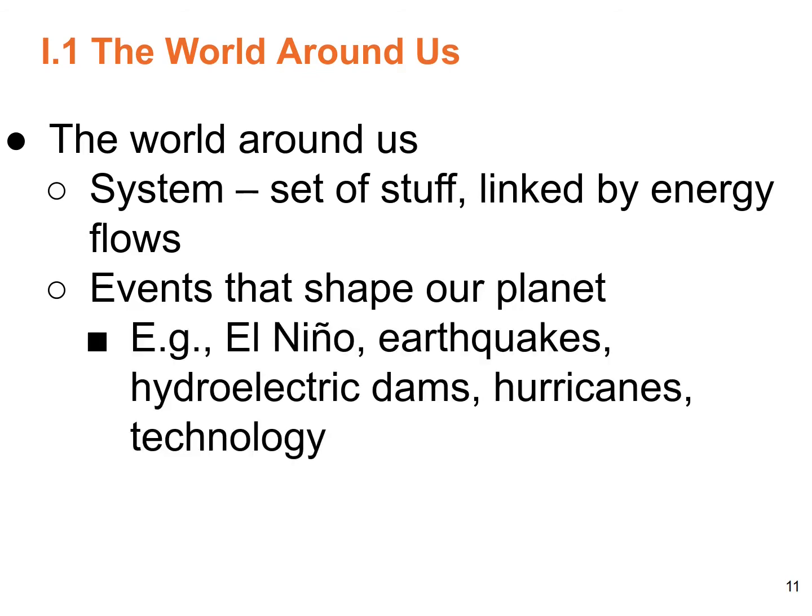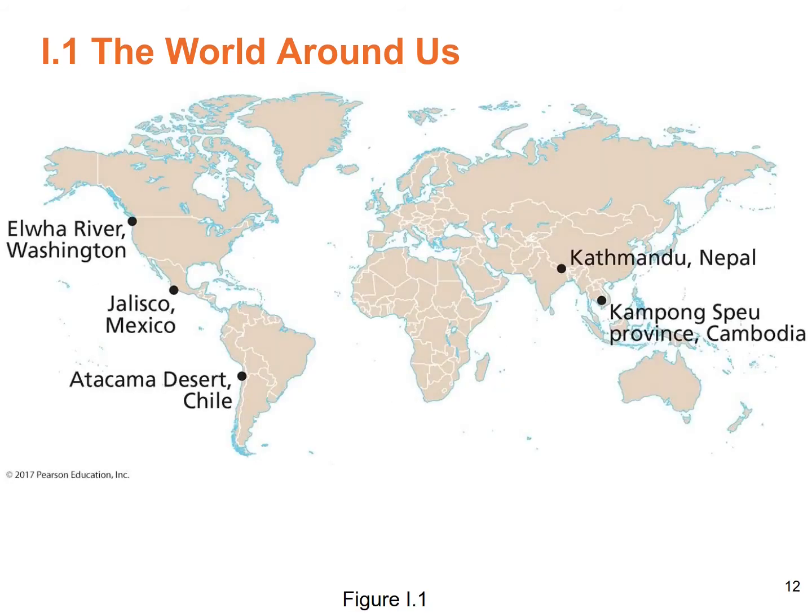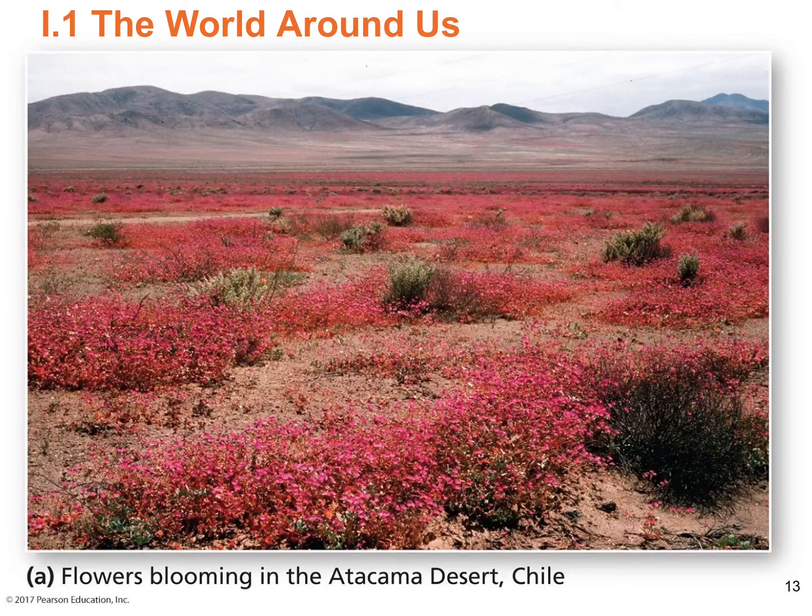And then let's look at some of the events. As I'm looking at this, I just realized I want to redo it all because these events, while they're important, they're not really current, but they're good. So let's talk about them. They're in the book. We've got the Elwha in Washington, Jalisco in Mexico, the Atacama in Chile, Kathmandu in Nepal. We've got Kampong Speu province in Cambodia.